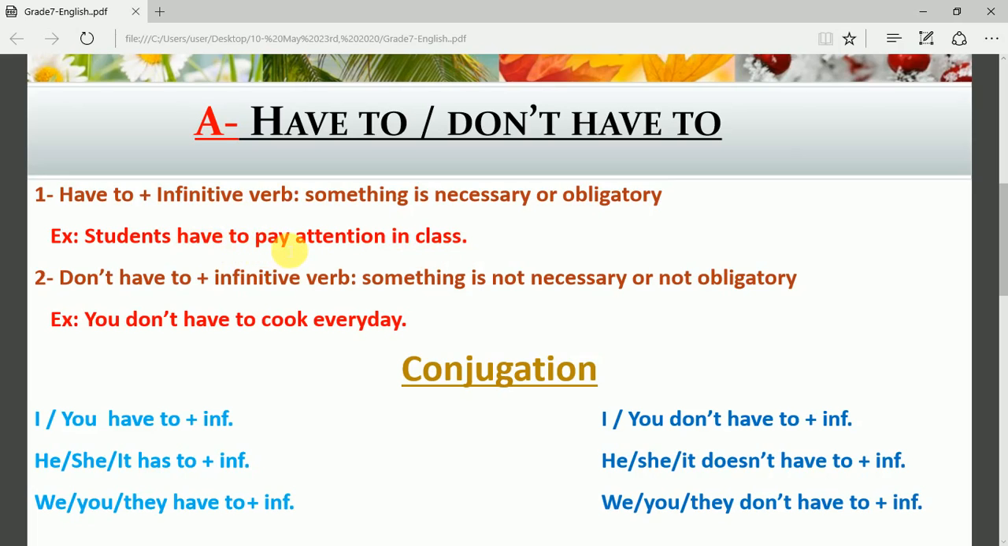What does this sentence mean? Students have to pay attention in class. It means that it is something necessary and maybe obligatory.